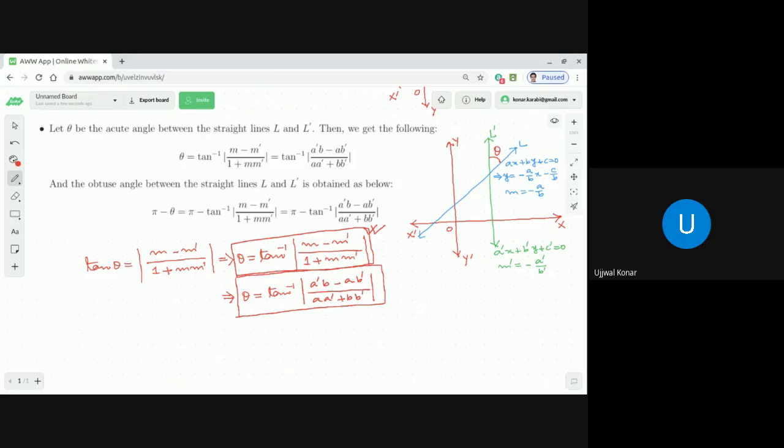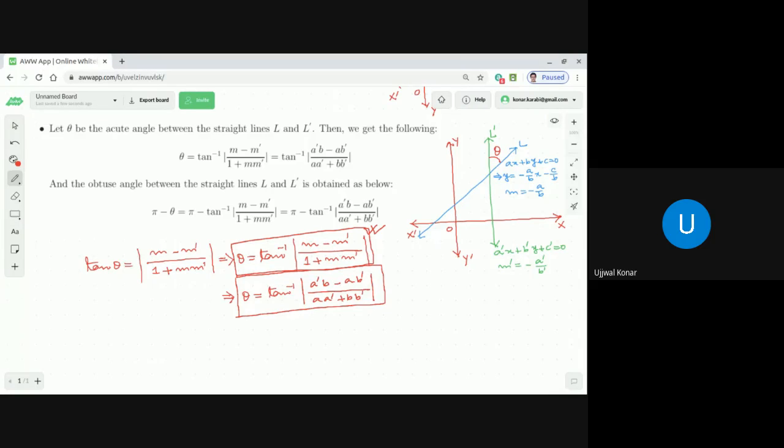You may have a question, sir, why are you introducing the mod here? Because as theta is an acute angle, the tan of that acute angle is positive. So in case you find the value of the expression, that is m minus m dash by 1 plus m into m dash, as negative, you should consider the positive value. Because tan of acute should always be positive, it can never be negative.